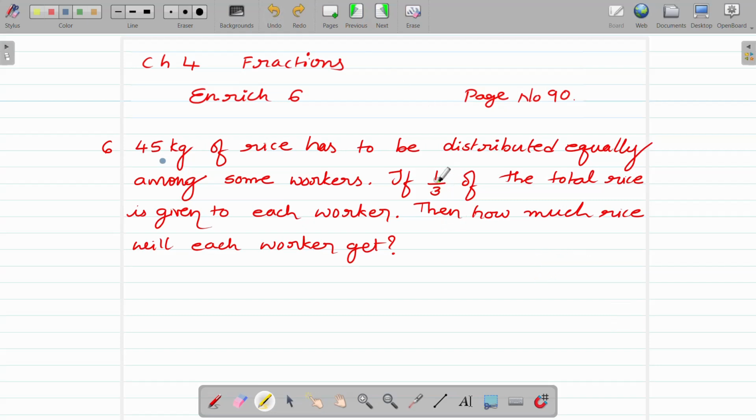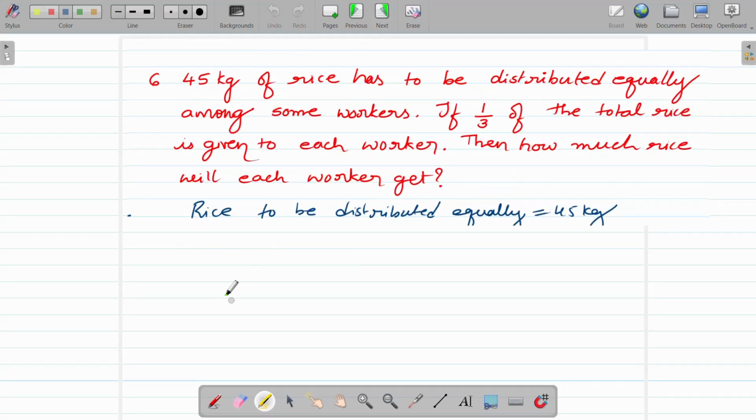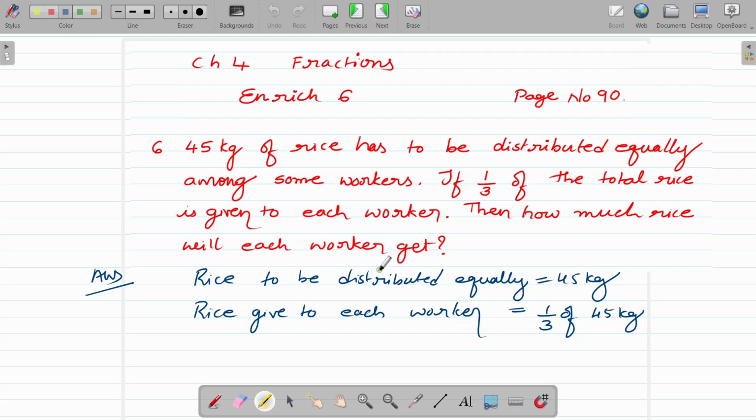But you just see that they have given the word "of". "Of" means, we already know, it's a special type of multiplication. If we find just one third of that 45, that itself is the answer for this question. So because of that, first we write the given thing. So the given thing here is rice to be distributed equally among is 45 kg, and then how much I have to give to each worker, I will write it as rice given to each worker is equal to 1 by 3 of 45 kg.